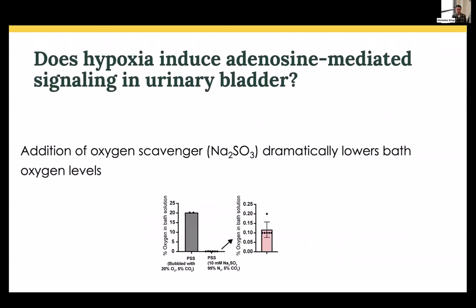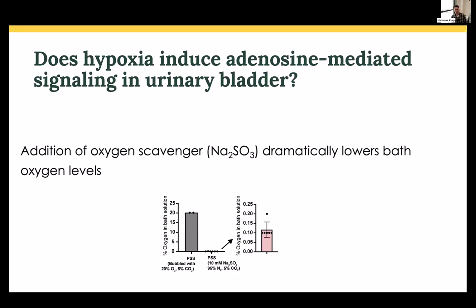Okay, so it seems clear that adenosine has potent relaxing effects on bladder smooth muscle cells. And I spoke earlier that hypoxia seems to be linked to adenosine levels in other excitatory tissues. So what is the effect of hypoxia or low oxygen conditions on the whole bladder? And is the hypoxia effect tied to the adenosine signaling that we've already characterized, linked to BK?